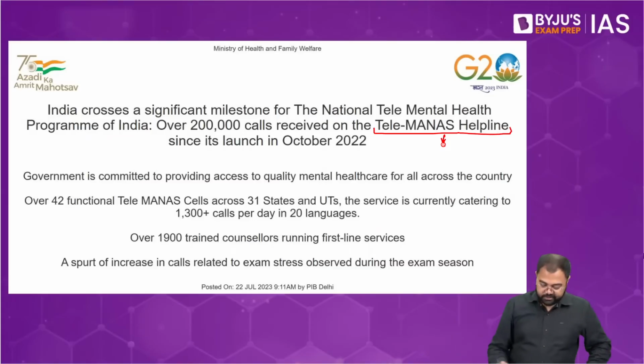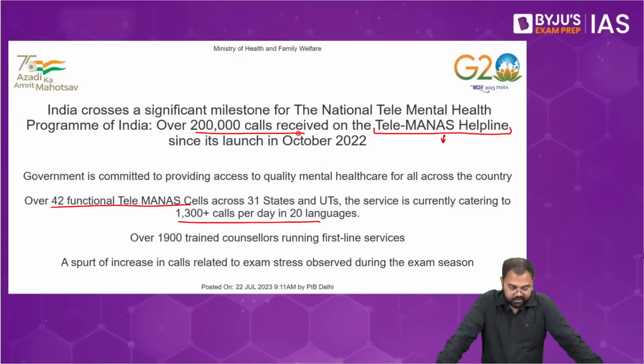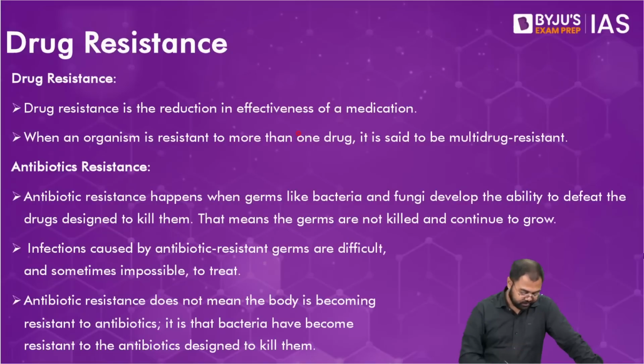So this year, the mid-year data says that there are a total of 42 functional cells right now, and currently they are receiving more than 1300 calls per day, and over 2 lakh calls have been received since the time this service was launched. So overall, we see that it is moving in the right direction, and I hope that it moves in a much better direction. So that is what we have seen with this.